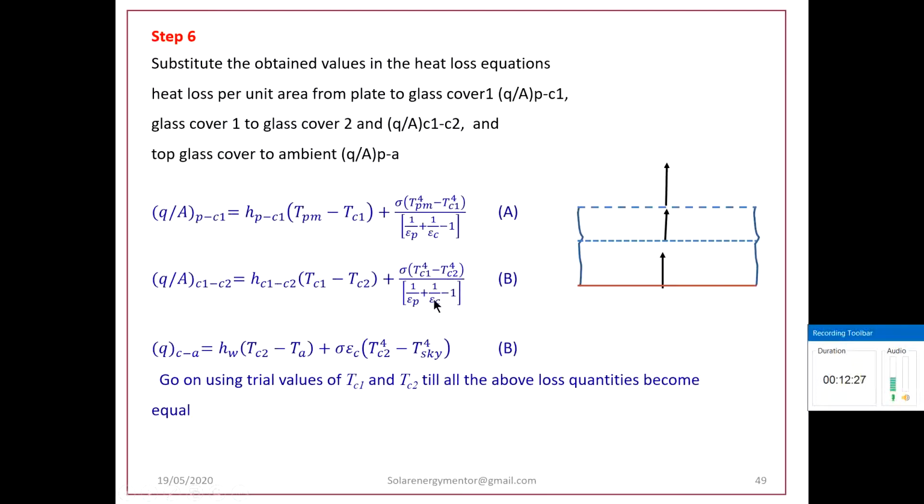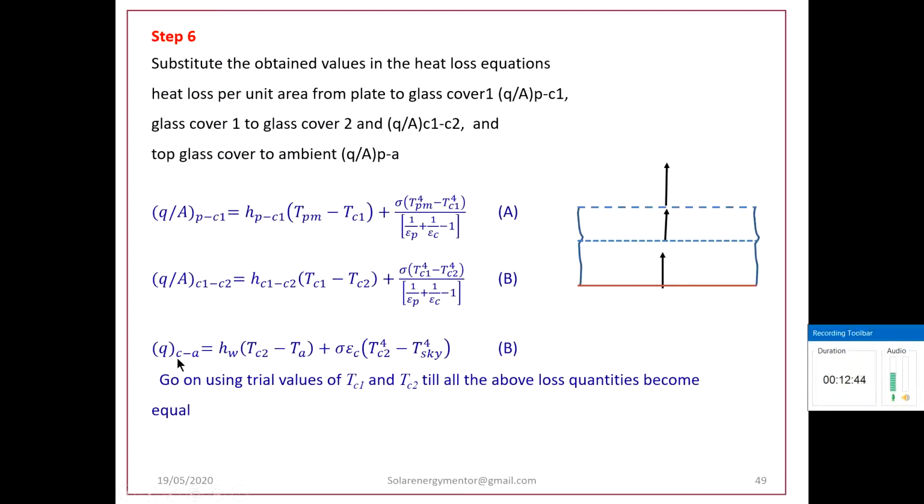Now here it is emissivity of plate and cover. Here it should be cover, so it becomes 2 by epsilon c. There should not be epsilon p, epsilon c. So with this we can evaluate this.